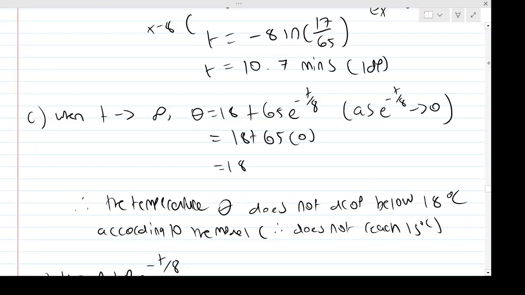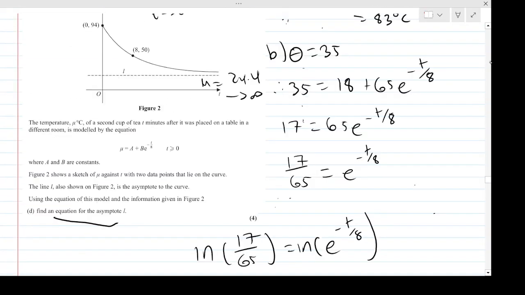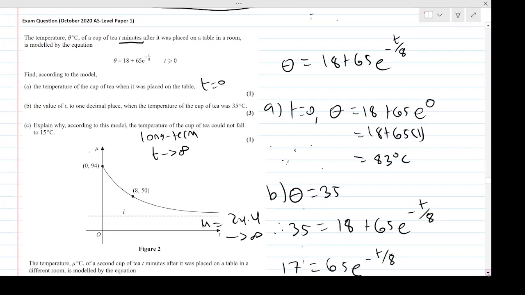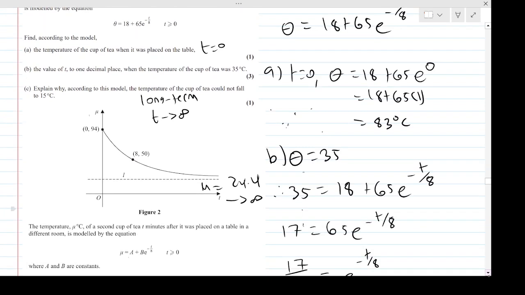It's quite tricky, that was, especially that last part of the question. But the idea was essentially I just found the missing values A and B by substituting these two points in, and then I can find the long-term value because the exponential goes to 0. The e part here goes to 0, so I'm just left with A effectively, which is my asymptote.